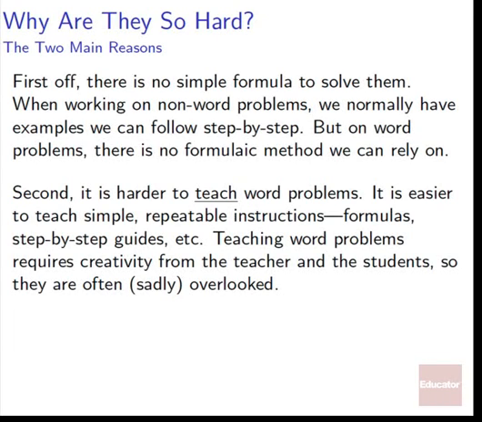But with word problems, you have to teach creativity. You have to teach an ability to understand what's going on. You have to really teach analyzing a whole bunch of things at once and understanding stuff. As opposed to just teaching follow a method, you have to teach how to understand, how to think.